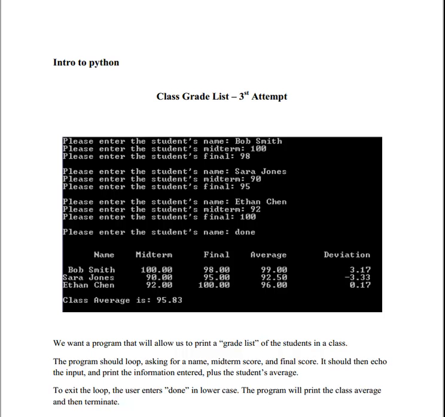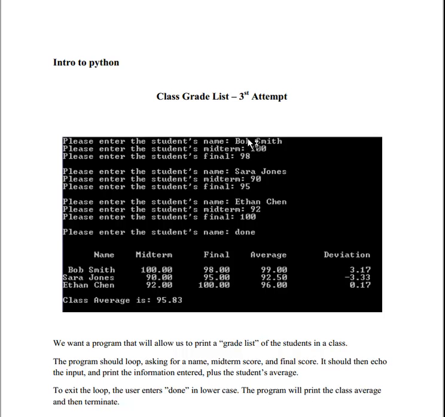Okay, I'd like to go over some of the material necessary to work on this assignment. We saw that what we want to do here is go through some loop and process each student one at a time. Let's say Bob Smith is the first student. We're going to ask for the student's name, a midterm grade, and a final grade, and we're going to be storing that in a list.